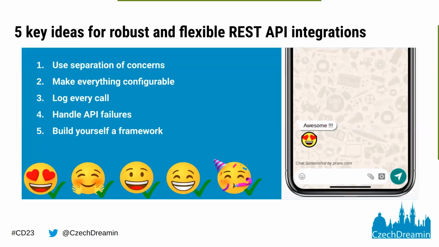So I've made my integration more flexible because I made everything configurable. I made my code easy to move because I used the separation of concerns. I made the application more reliable, more robust because I'm logging calls and I'm handling API failures. And I'm making my life easier for the next integration because I've built myself a framework that I can start from next time I'm working on an integration. So now everybody's happy, including me.